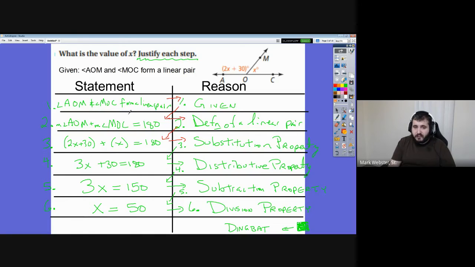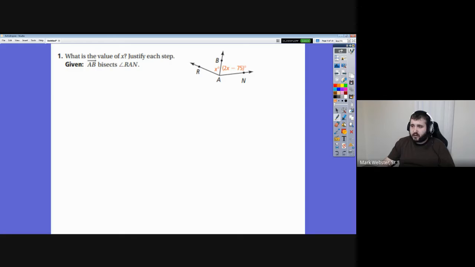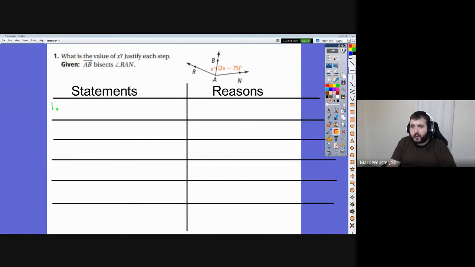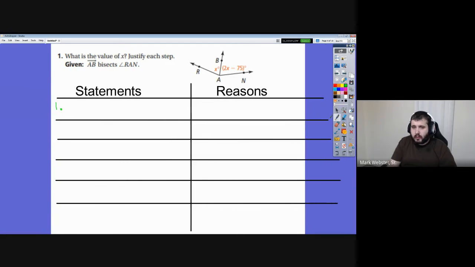All right. This is what we're doing. This is everything. So what I want to do is give you all a chance to try it on your own. Same idea, basically. Okay. So let's go over this. Let's talk about how to do this. So remember, our very first statement should always be our given information. Every time, no matter what, always and forever. Amen.